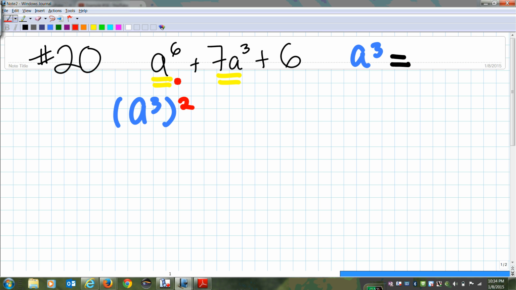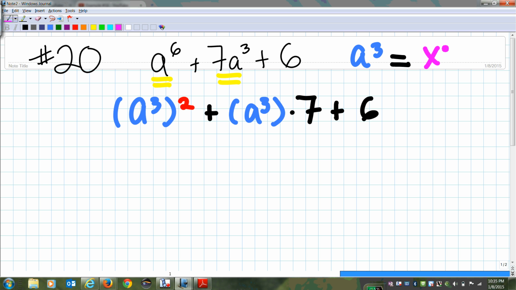And then you put that 2 there because that's where the 6 comes from. Plus, we have another a to the third. That's times 7. Plus the 6. Now we're going to replace a to the third with x, the variable x. So wherever you see a to the third, we can replace it with x.